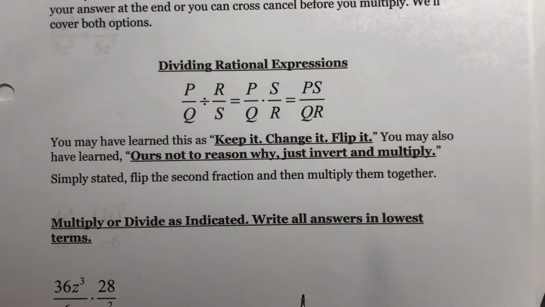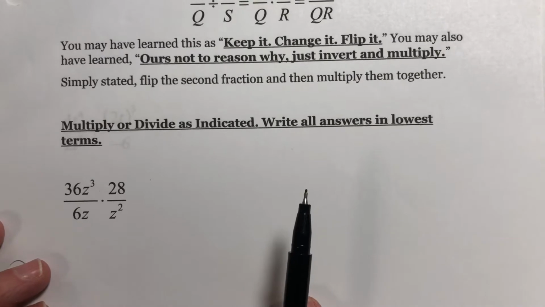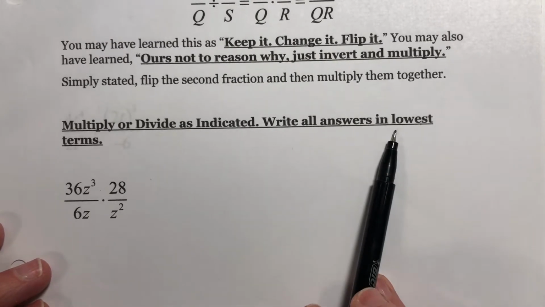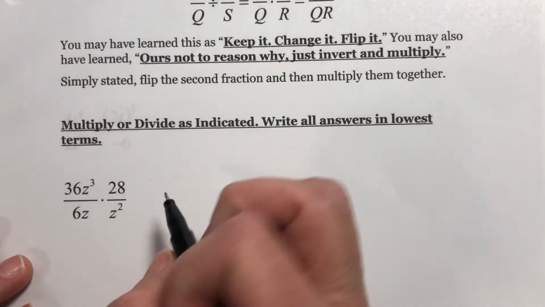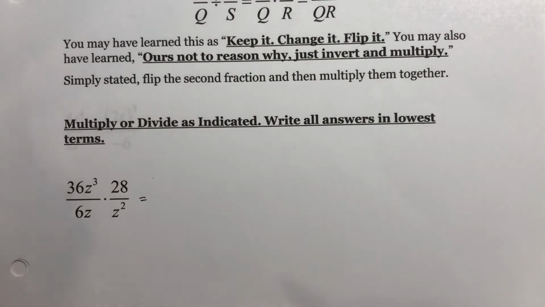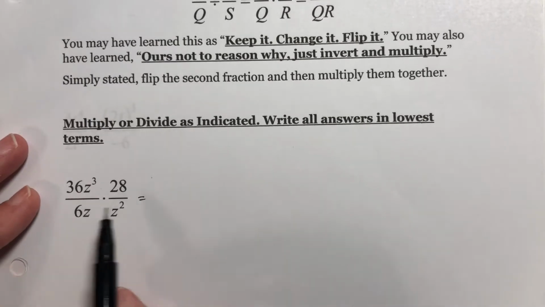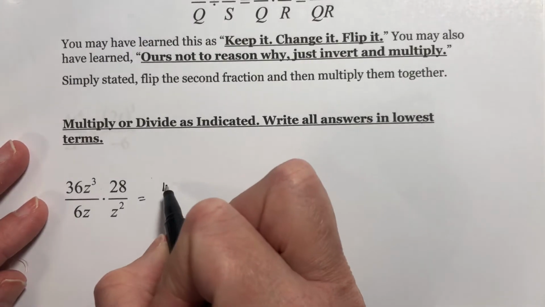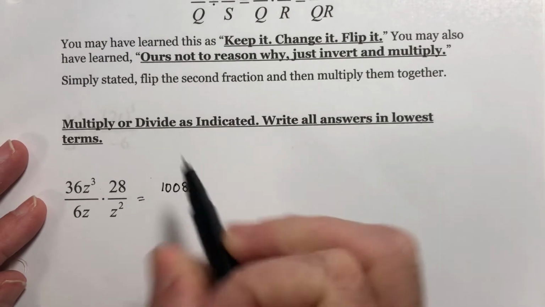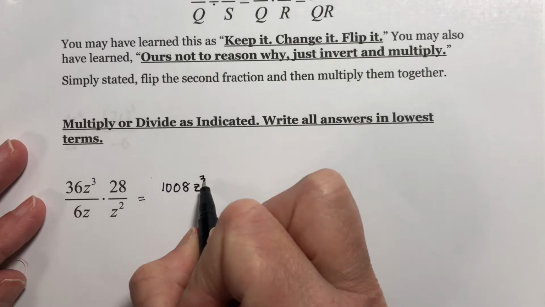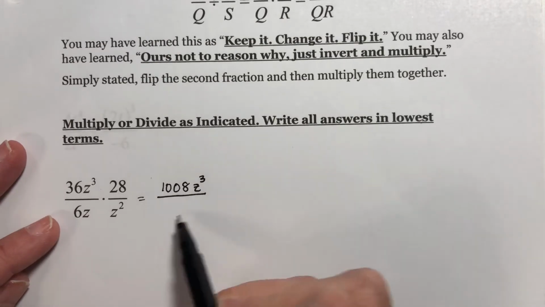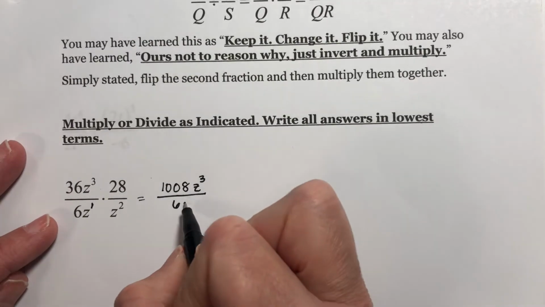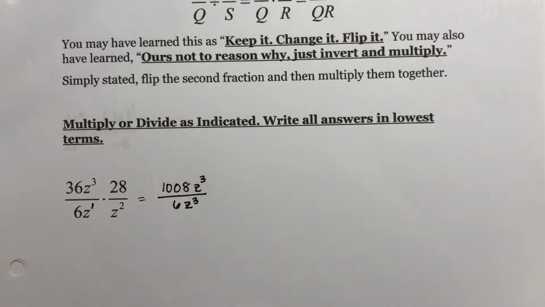Okay? So what we're going to do is we're just going to start multiplying and we'll write all our answers in lowest terms. Okay, first option when you're multiplying, you can multiply straight across the top, straight across the bottom. 36 times 28 is 1008, and then I have the z cubed, and that's over 6. z to the first power times z to the second power is z cubed.